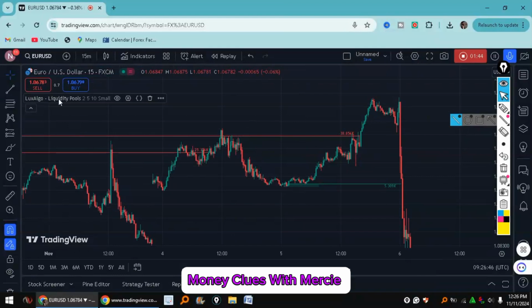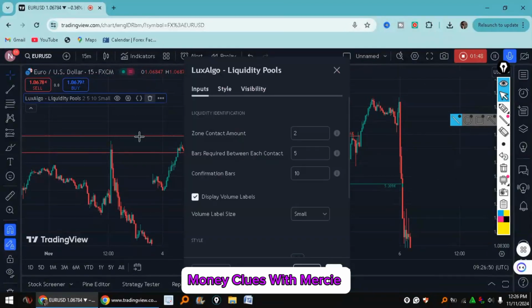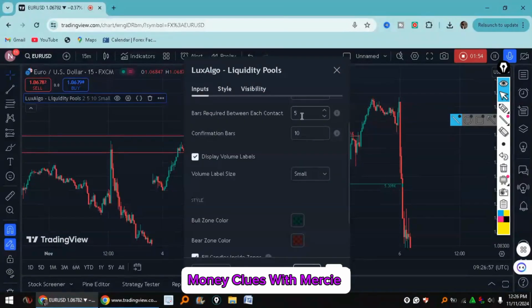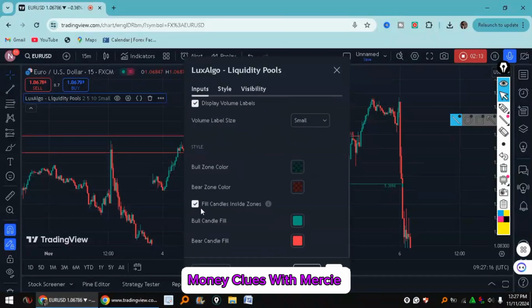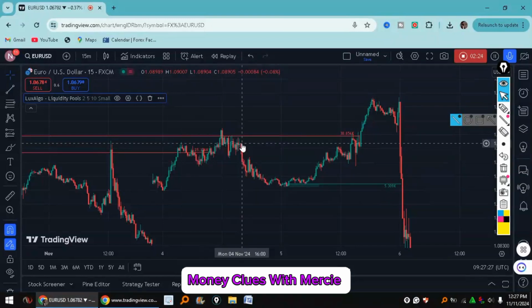Now you're going directly into the settings, because there are some features I want you to activate. We're going to use the zone contact as 2, the bars required between each contact as 5, then confirmation bars, I want them to be 10. Then make sure you activate the display volume label as well. Ensure you have activated fill candles inside the zone. Once you do that, you click on OK. This is basically what you're going to see right on your chart.